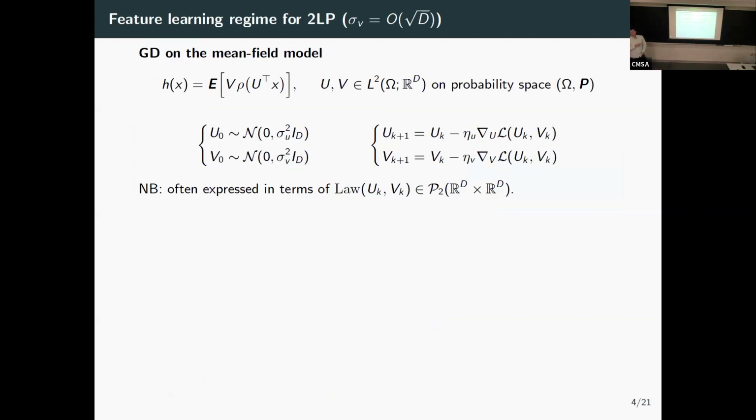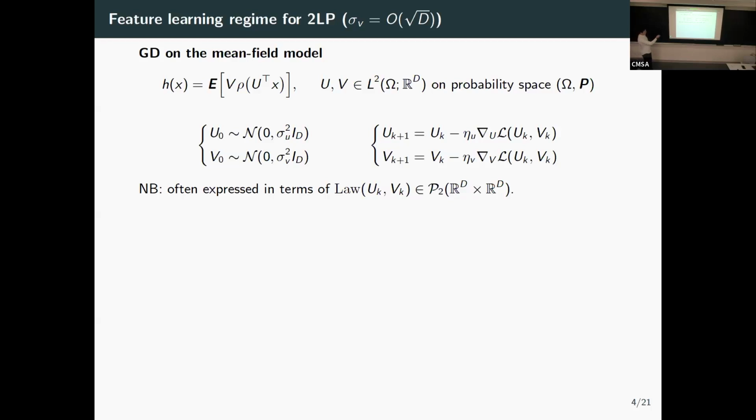I replace the sum of m terms by an expectation. And here the parameters are now random variables on some probability space, which is an abstract space, random vectors in R^d. And you can write the predictor like that, as an expectation. And then if you're doing gradient descent in L2 on these random variables, this is exactly the limit model that you get in the first regime where you're in the feature learning regime. Often these equations are written in terms of the law of U_k, V_k, which then corresponds to some Wasserstein gradient descent, but I will not use this framework today.